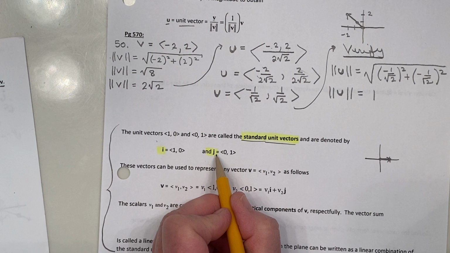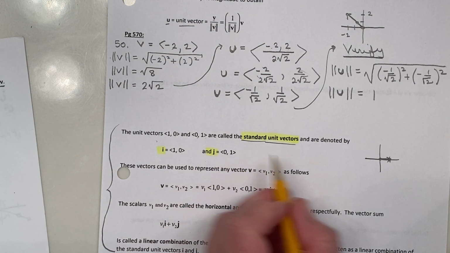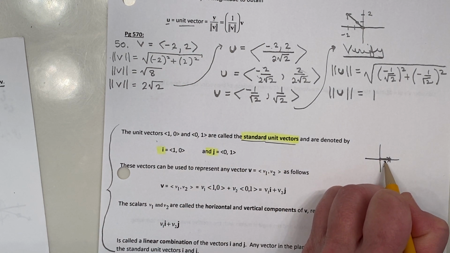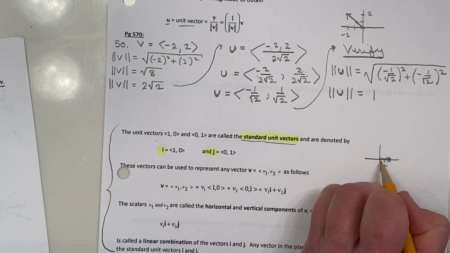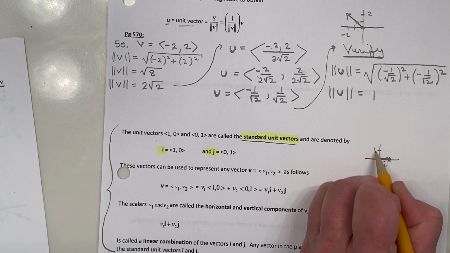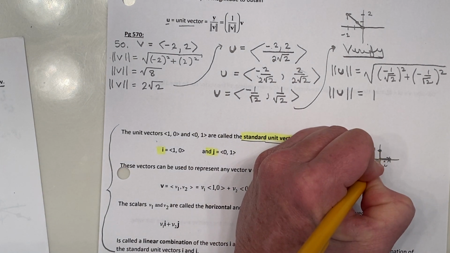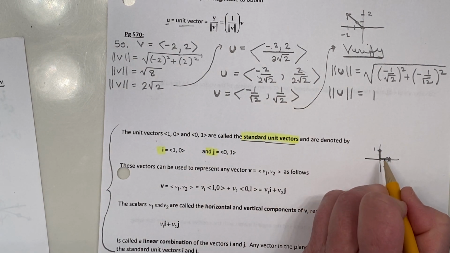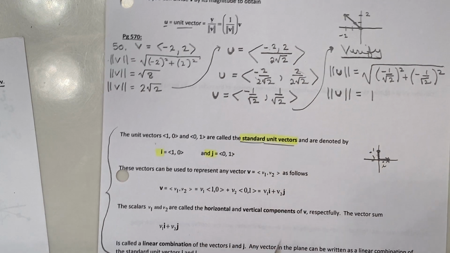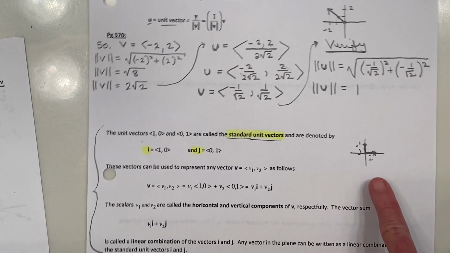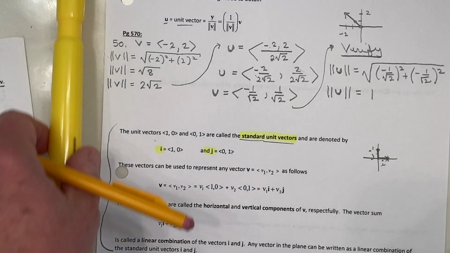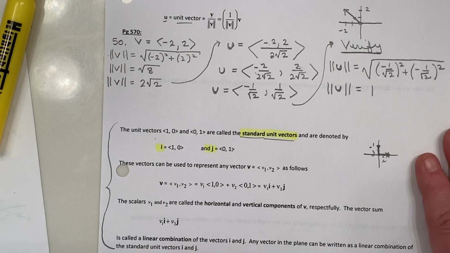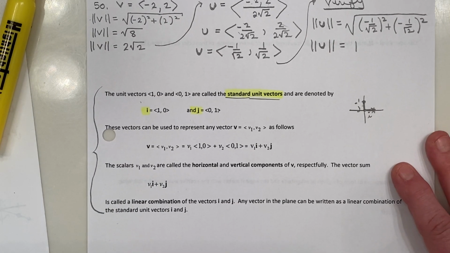The j standard unit vector would have the components 0, 1. So this is lowercase i back here. So lowercase j would be 0, 1. So 0, 1 would be right here. So this is the standard unit vector j. So i is horizontal and j is vertical, and they each have these components. Whew. All right, so what do we do with that? Well, when we get to some examples, we'll be using that information as well.